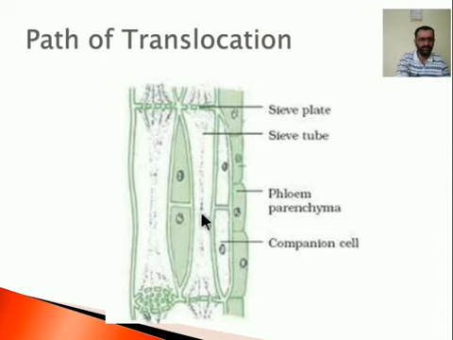This is the one part. Here again the sieve plates are there. Okay, in this way, cell by cell, the sieve plates attach with each other, and a complete phloem canal can be formed here. And the translocation of the organic food material takes place through this phloem canal only.